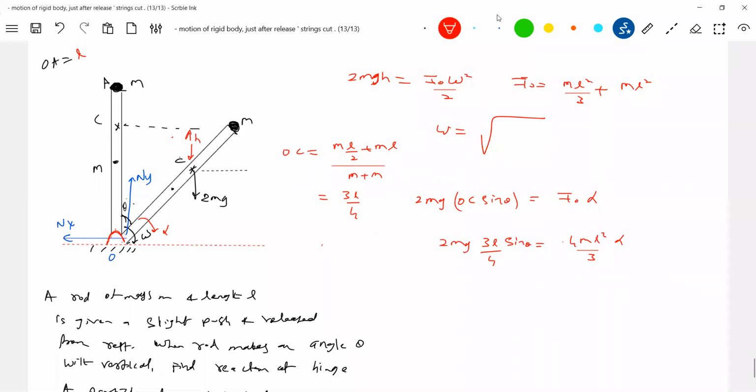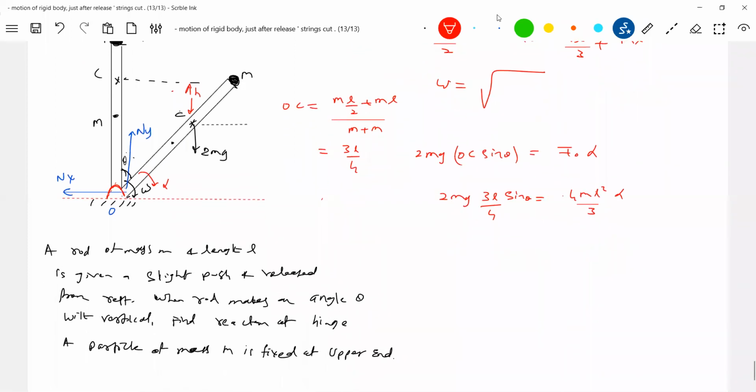After getting alpha, what do we have to do? On one side we have alpha, as it is describing only pure rotation about O, a fixed axis rotation. How to show those reactions? Already I showed that one. So I'll assume a tangential acceleration.